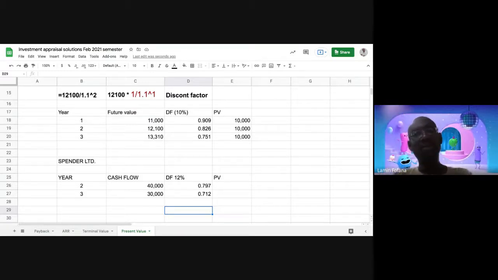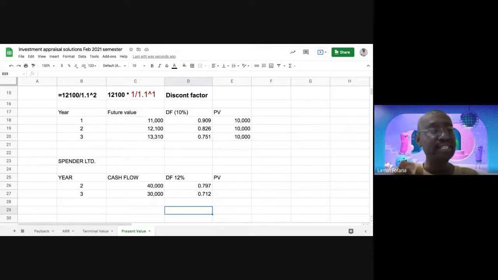And I bet discounting will come in the exam. So please take note of it. It's very, very important. You cannot do DCF techniques, discounted cash flow techniques, without knowing left, right, center how to do your discounting. Very, very important.